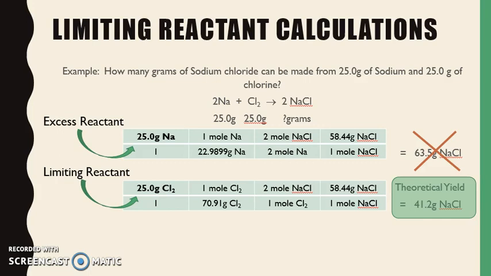Whenever you're doing a limiting reactant calculation, it is important at the end that you very clearly define your theoretical yield, your correct answer, and that you identify your limiting reactant and your excess reactant. The biggest tip I can give you here too is that every subsequent calculation, any other calculation that you're going to do with this data, is going to spring forward from the limiting reactant. It's almost like that 25 grams of sodium doesn't exist anymore.